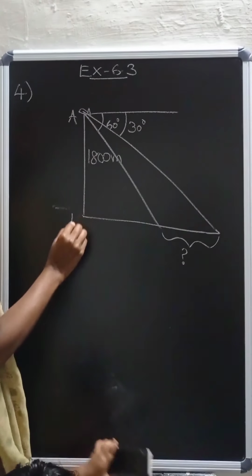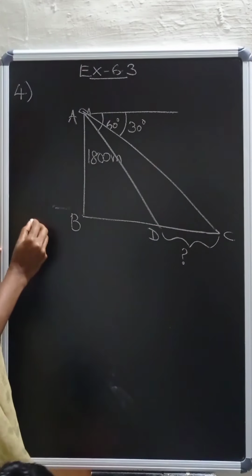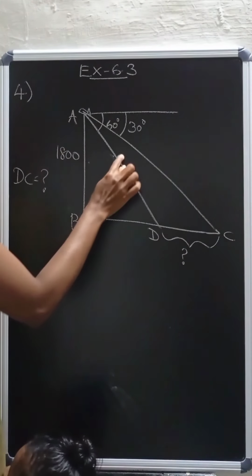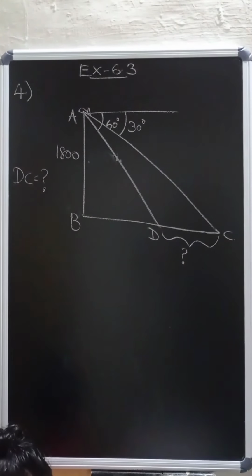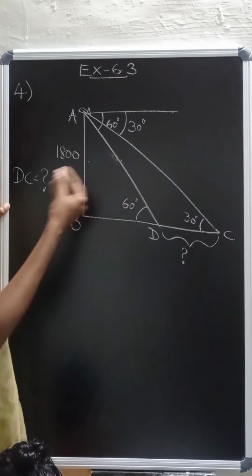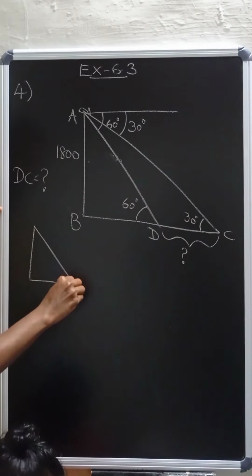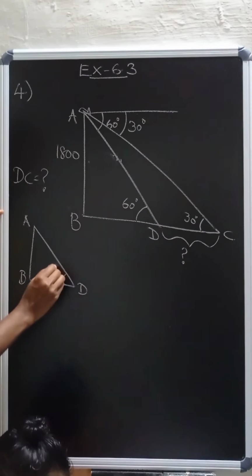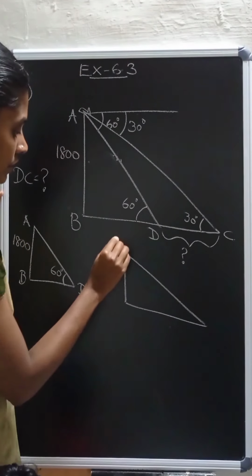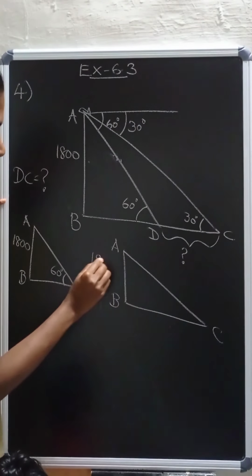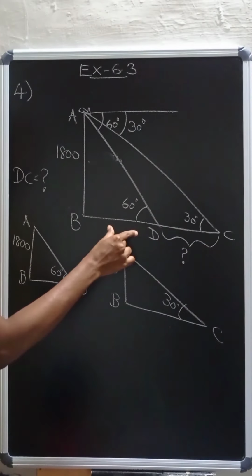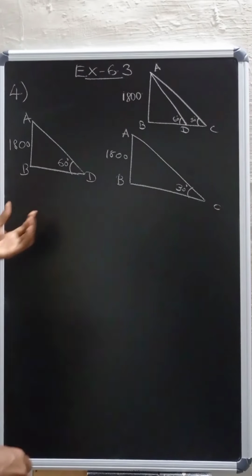So we will name it now A, B, C, D. Now we want DC is equal to what? So this distance is 1800 meters. Now since this is 30 degrees, here it is going to be 30 degrees and here it is going to be 60 degrees. Now split and take it as two triangles. A, B, D, 60 degrees. Here you have 1800. A, B, C. So here 1800, here you have 30. Now we will find BC and BD. Now BC minus BD will give you DC. First we are going to find BD.